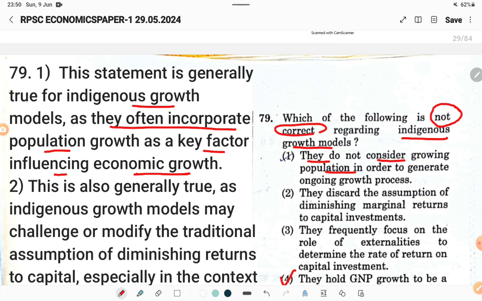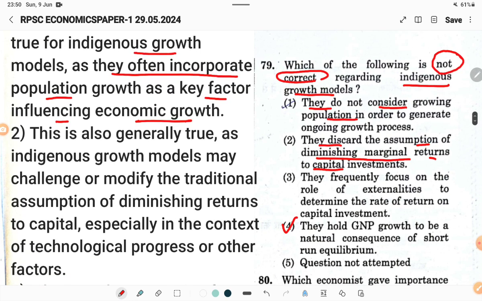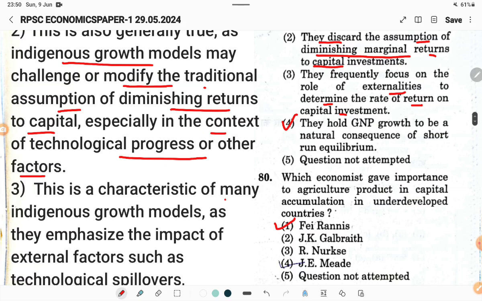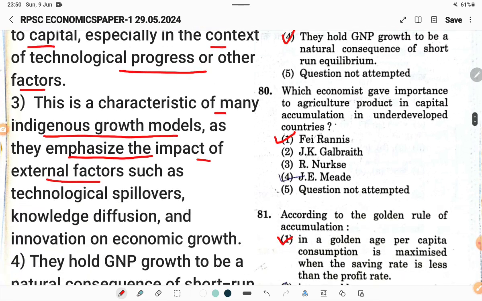So the second statement is they discard the assumption of diminishing marginal returns to capital investment. This is also generally true, as endogenous growth models may challenge or modify the traditional assumption of diminishing returns to capital, especially in the context of technological progress or other factors. And the third statement: they frequently focus on the role of externalities to determine the rate of return on capital investment. So this is characteristic of many endogenous growth models, as they emphasize the impact of external factors such as technological spillovers, knowledge diffusion, and innovation on economic growth.